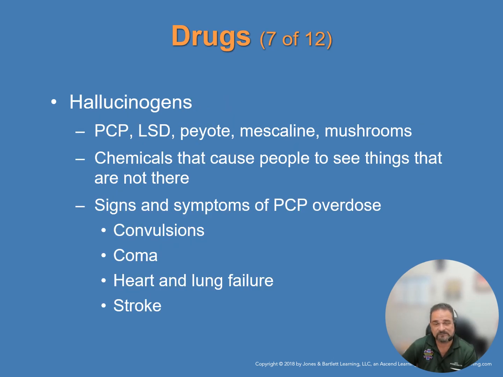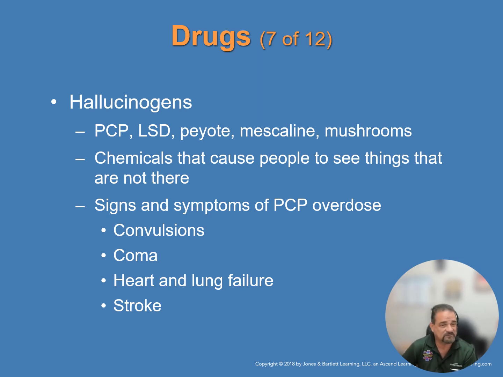Hallucinogens. These are the things that make you see goofy things like flying elephants and pink giraffes and all kinds of weird things. They include PCP, LSD, peyote, which comes from a plant, usually out west, mescaline, mushrooms, those kind of things. These are chemicals that cause people to see stuff that's not there, okay? It's in your mind because the drugs are making you see it.